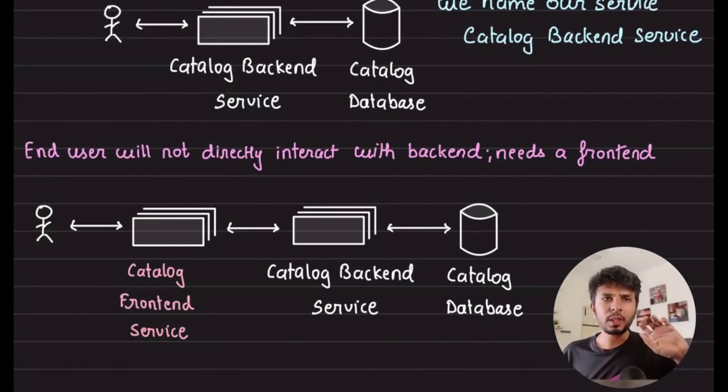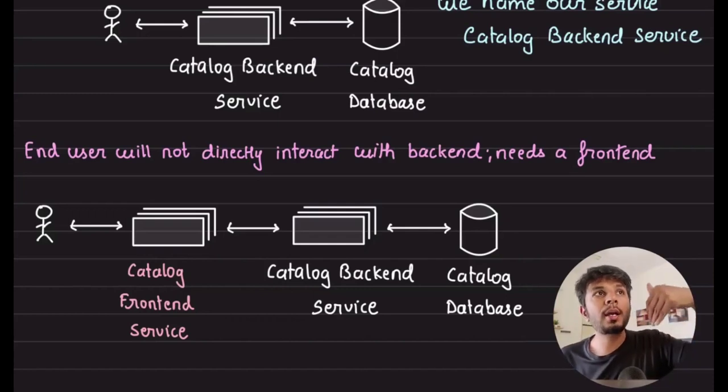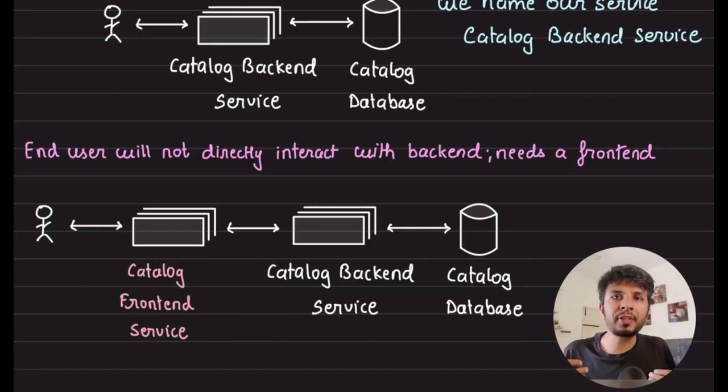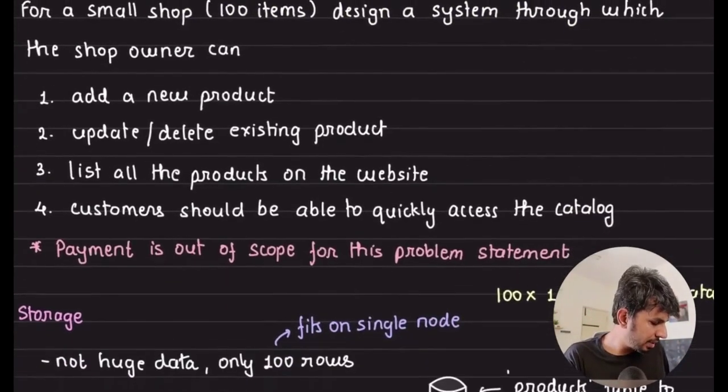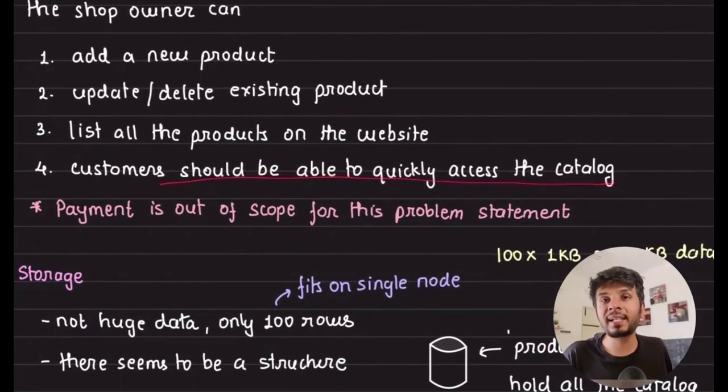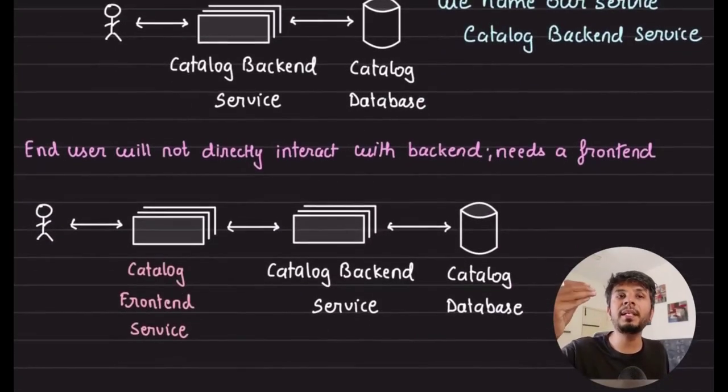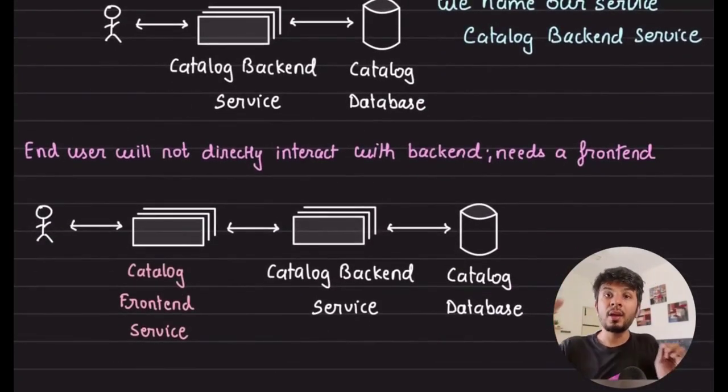Okay. But now for an end user, like a customer for us who is accessing that shop, we would need a front end as well, right? We would not just be making JSON calls to get the data, right? For an end user, we need a front end because that's what our requirement is. We want customers to be able to quickly access the catalog. So which means the customer needs to have a front end to do it. So the customer will talk to the front end, will talk to the back end, will talk to the database. A classic way of building an application.